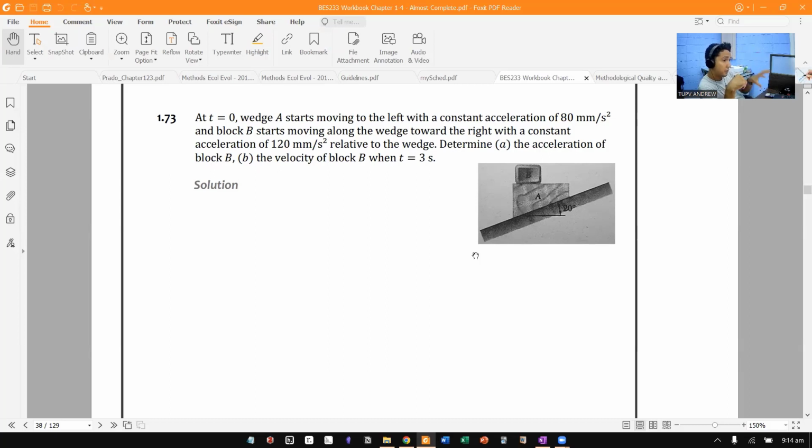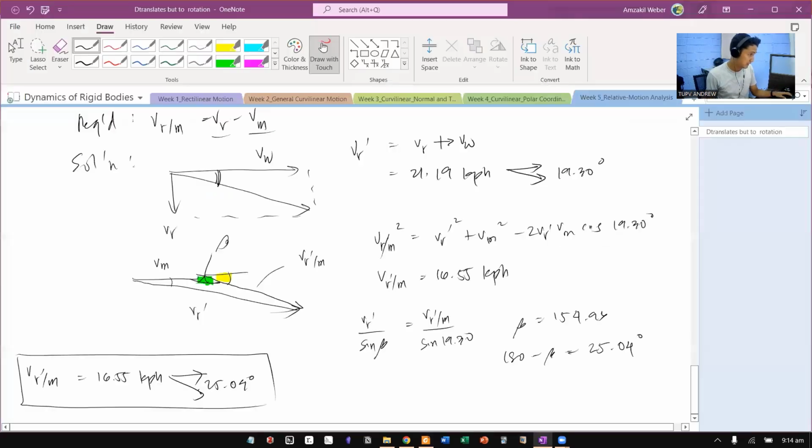B with respect to A, and A with respect to the ground. Let's assume that the ground is the fixed reference frame. Now, the question is to determine the acceleration of block B. It means absolute, because it doesn't say relative to something. And the last is the velocity of block B when time t is equal to 3 seconds. This is problem 1.73.